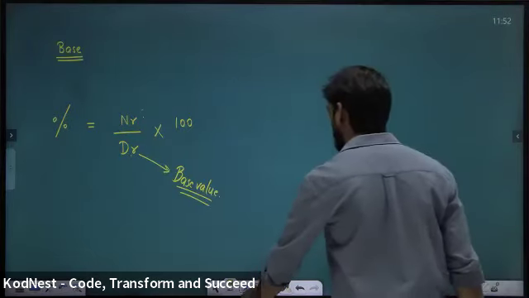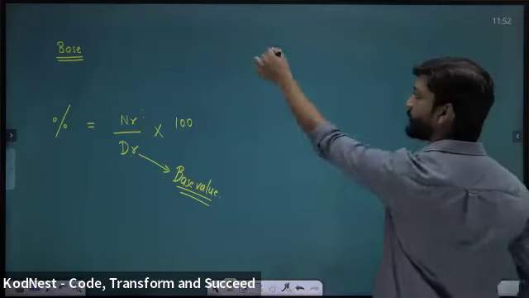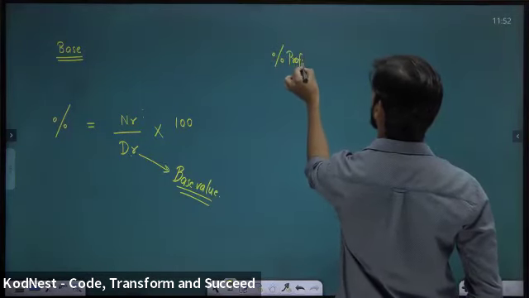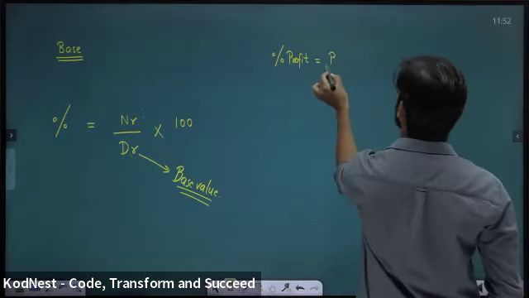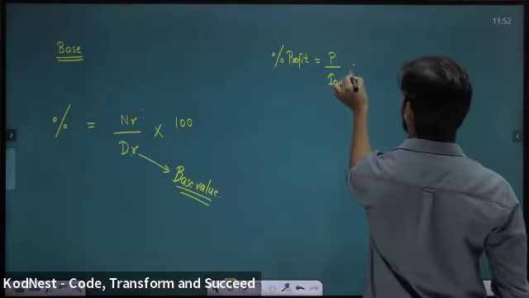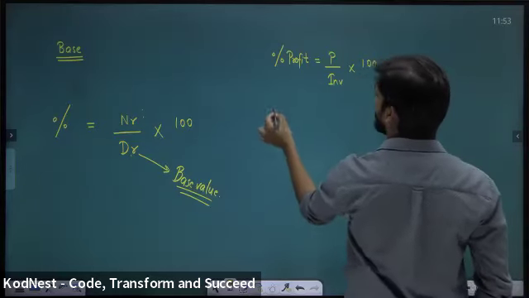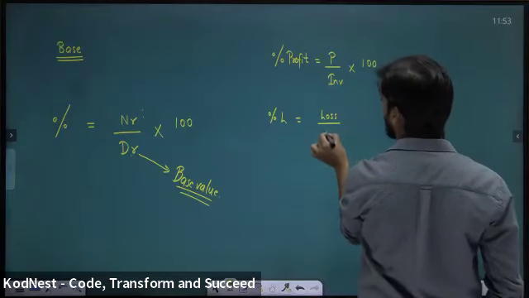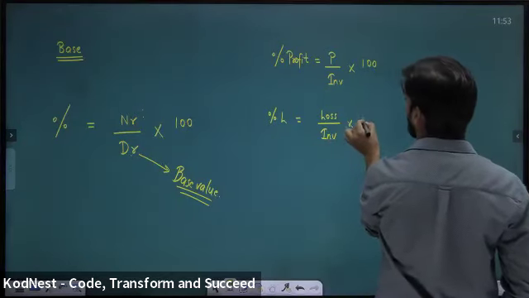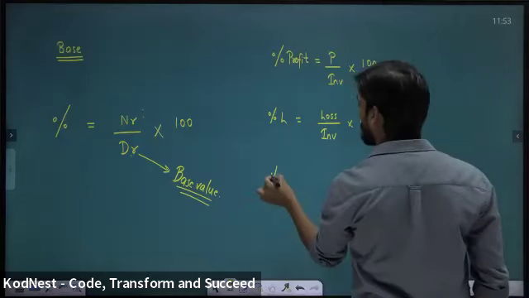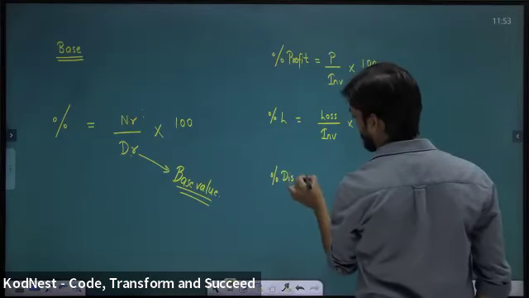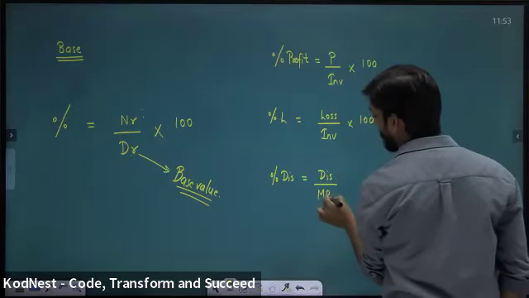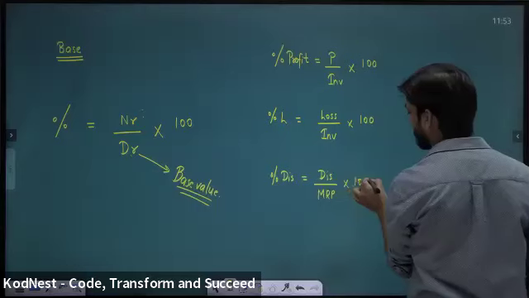All right. So based on the discussion, I can say the various formulas this way. Suppose I say percentage profit. I will say profit by investment into 100. If I say percentage loss, I will say loss by investment into 100. If I say percentage discount, it will be how much discount in rupees divided by MRP into 100.